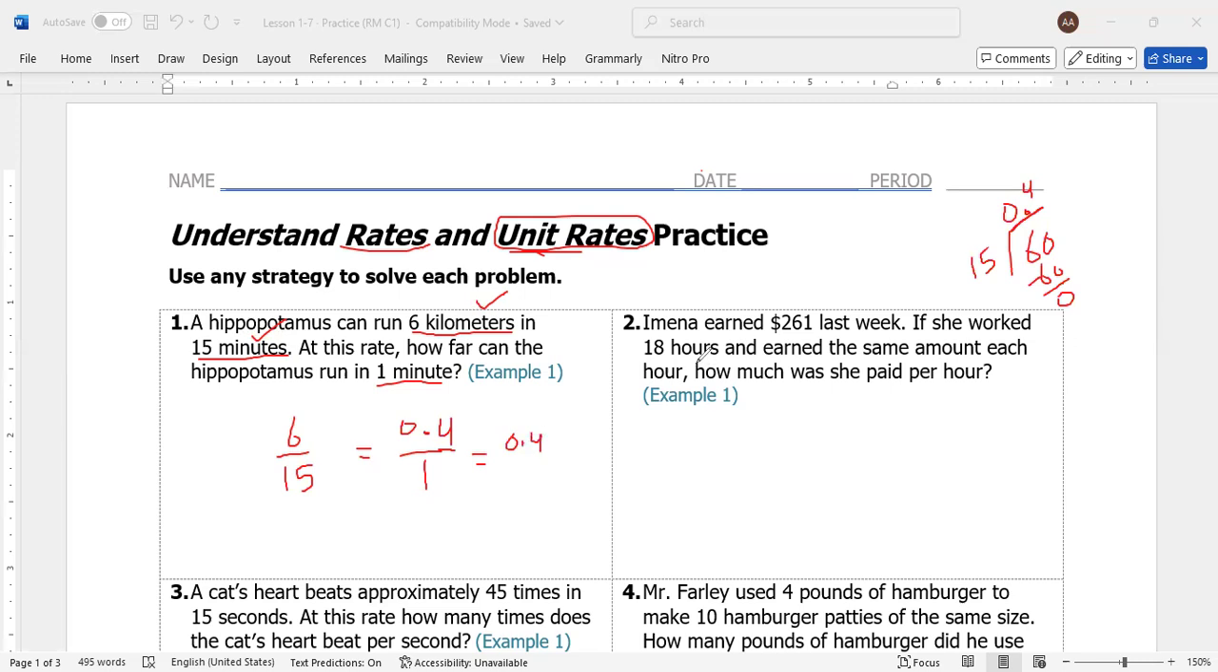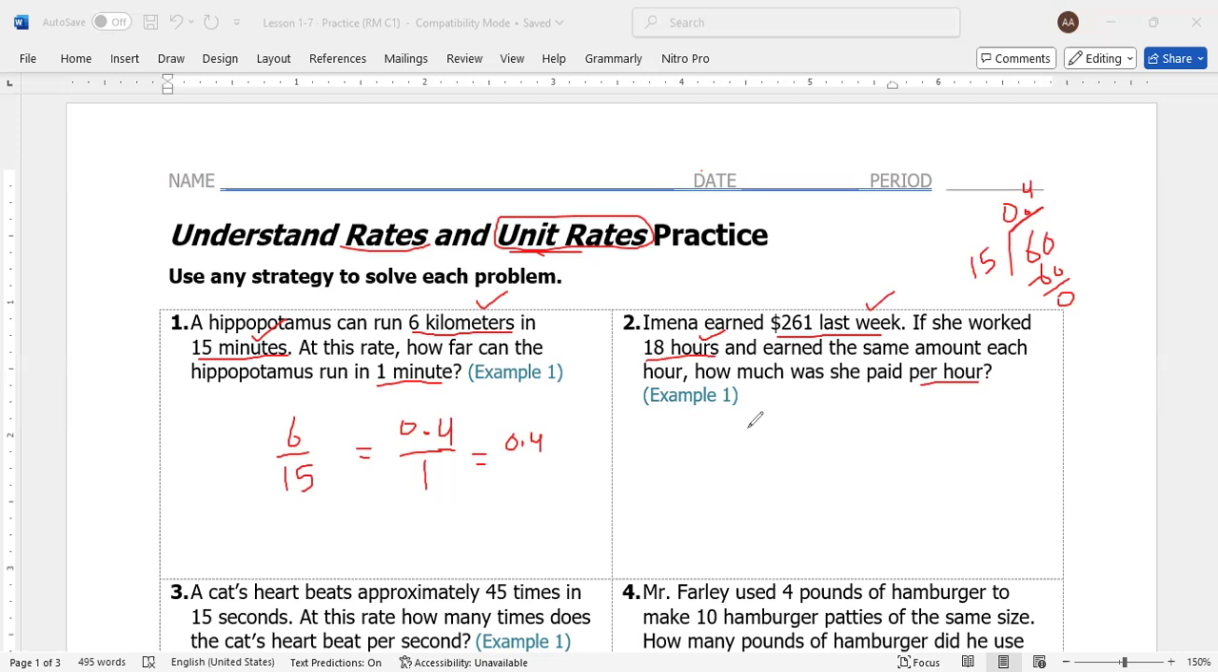Okay, same. Amina earned 261 last week. She worked 18 hours and earned 261, earning the same amount each hour. Look, one is the week, meaning she is working per week, and the second is the number of hours. They are two different units, which we call a rate. How much was she paid per hour? That means calculate the amount that she earned per hour. So for this one, I must make the denominator 1, meaning 1 hour.